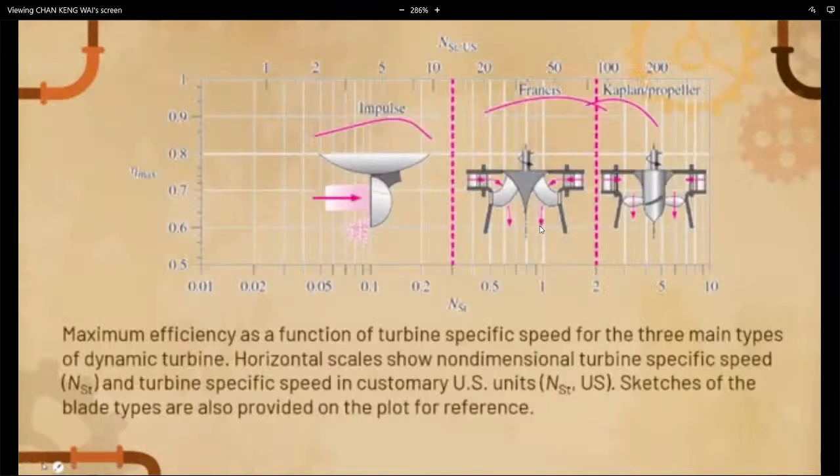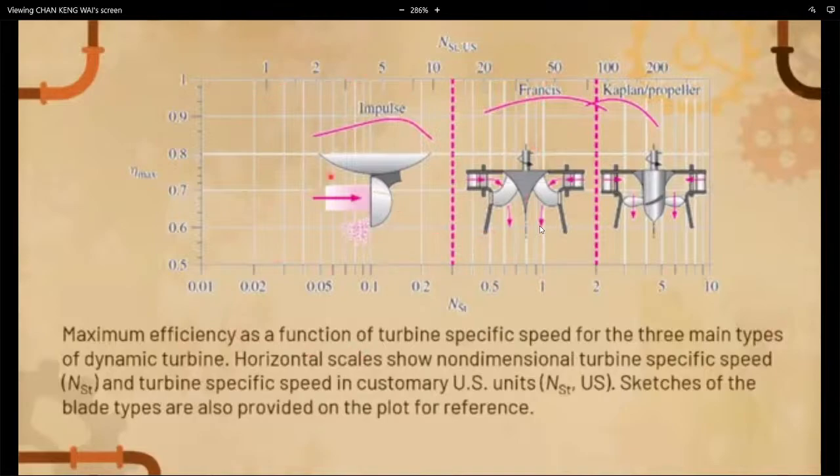Okay, then if you look at here, you have the specific speed for turbine. This T actually is for turbine, and then the US unit is over here. This is the scale, and then this is the ST. So you will have the turbine specific speed, and you can have the conversion. Over here, there's no European unit. There's only the normal one and the US unit.